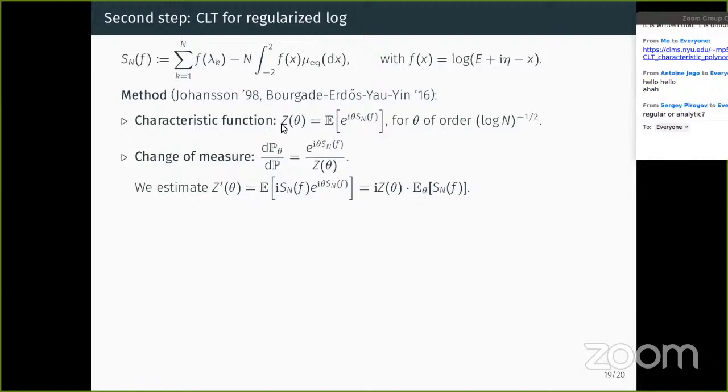Then, if you look at Z prime of theta, you can see that it has to be i times Z of theta times the expectation under this new measure of S_N of f. So why is it useful to do this? It's really because this quantity is easier to compute than this quantity. Here we are under a modified measure, which is not so good, but we are computing the first moment of a linear statistic, so that's a relatively nice quantity. If we are able to estimate this, then we will have an estimate for Z prime over Z, and from this we can recover an estimate for Z.